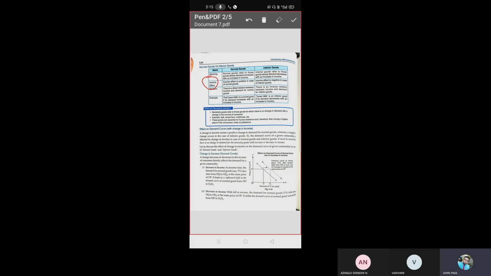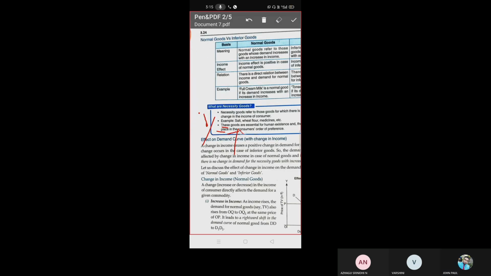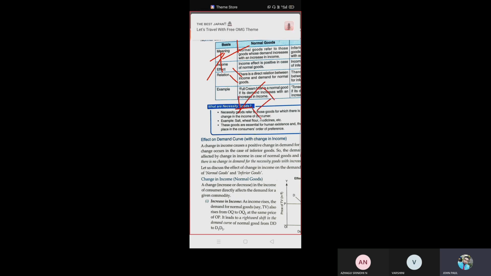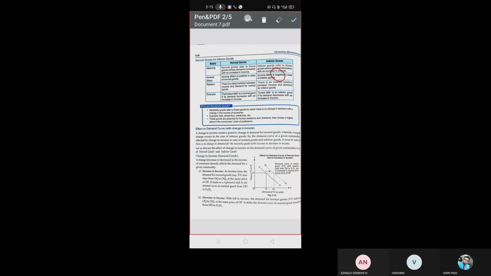So the income effect is positive. Why? When income increases, what will happen? Consumption of normal goods also will increase. Whereas, what about inferior goods? When income increases, we won't consume much inferior goods. The consumption of inferior goods will decrease. Clear? So it is opposite. In this case, it is negative. So normal goods have a direct relationship.